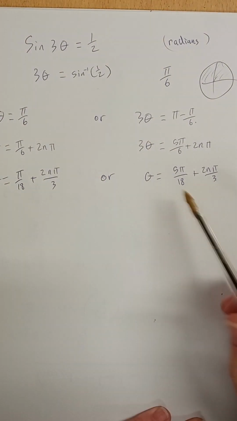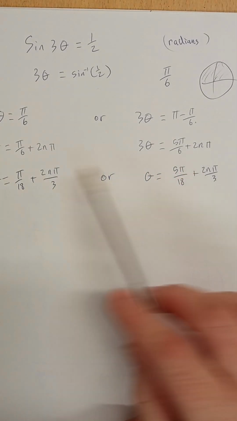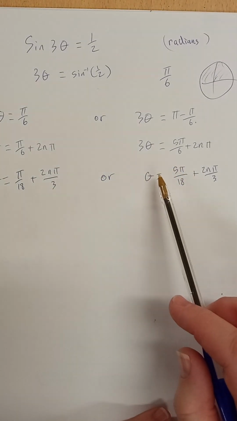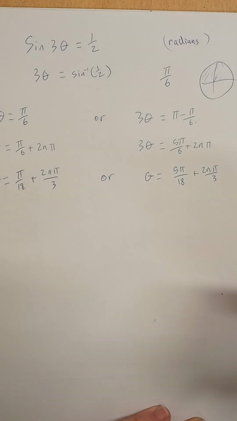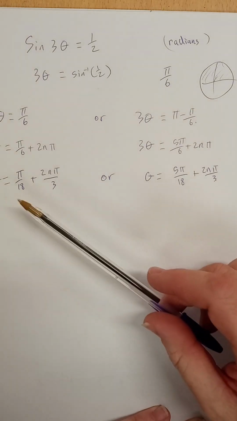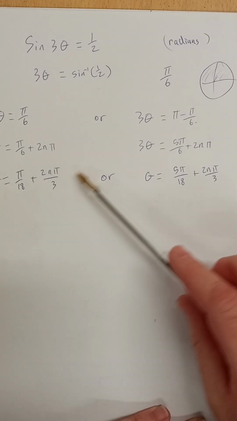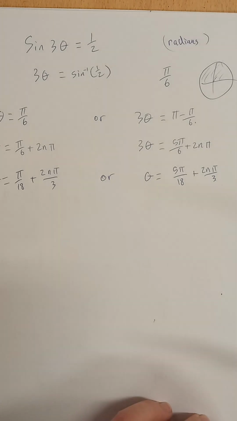For any value of n. So there is my normal general equation for this. Now, if I want a specific amount of angles, if I actually want to generate an angle, that's where I have to do something slightly different. So I'll show you that on the next one.